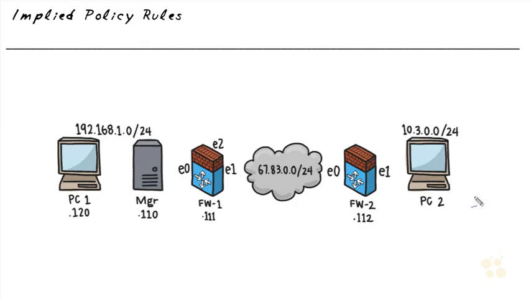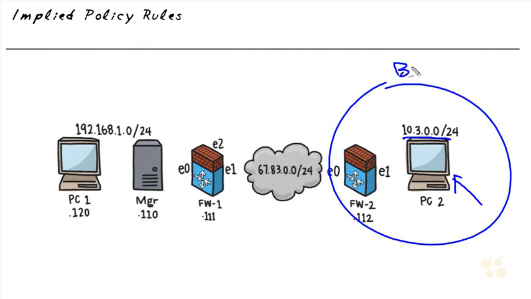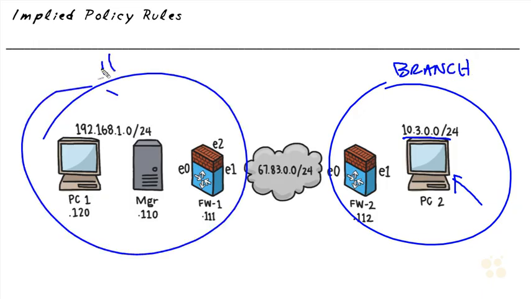Let's go over to a device over here on the 10.3.0.0 network. This will represent our branch office. And let's imagine that over here on the left-hand side, we have our headquarters office. And here at our branch office, we can imagine that their default gateway is firewall 2, which is at the IP address of 10.3.0.112. And let's send some traffic from PC2 over to firewall 1 at the IP address of .111 on this same 67.83.0 network. So the path should be from PC2 to firewall 2 to firewall 1.